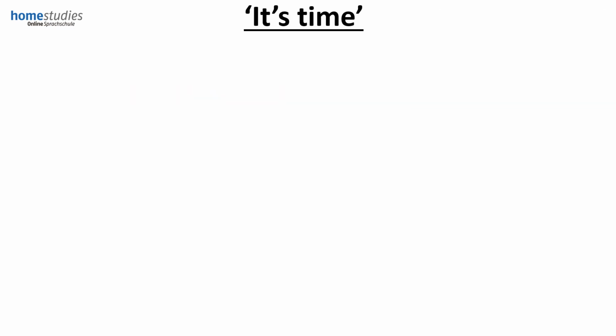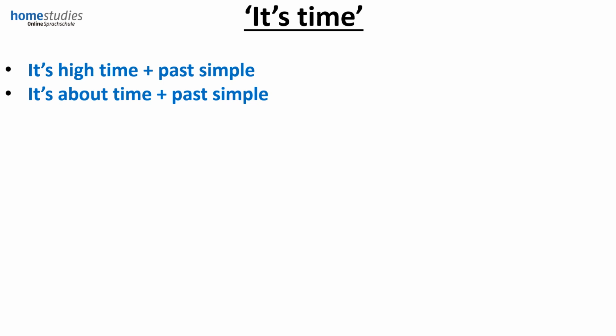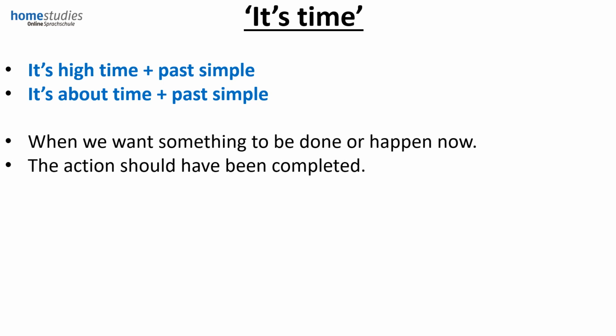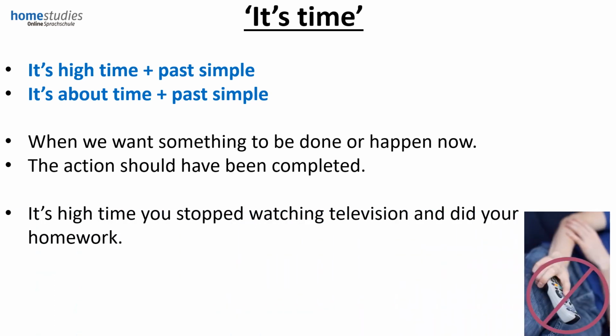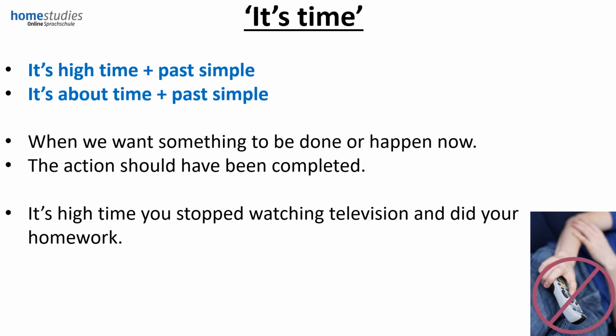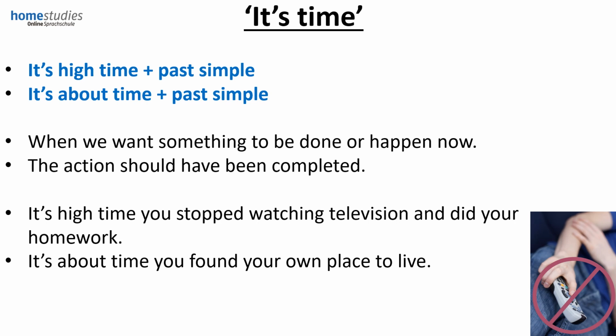It's time we finished this lesson. Now, we could use it's high time plus the past simple, or it's about time plus the past simple. Now, we use this when we want something to be done or happen now, and when we believe that the action should have been completed. So, for example, it's high time you stopped watching television and did your homework. Remember, education is very important. It's about time you found your own place to live. So maybe in this situation, okay, the parents have had enough of their child living with them, and it's about time that they flew the nest and gave their parents some space and found their own accommodation, their own place to live. Okay, so we can use those structures when we want to talk about those things.